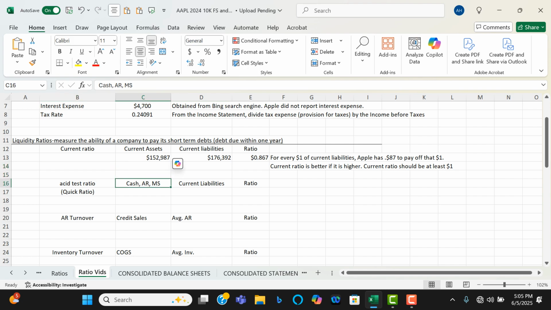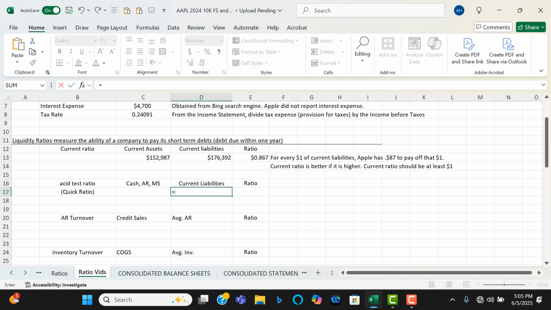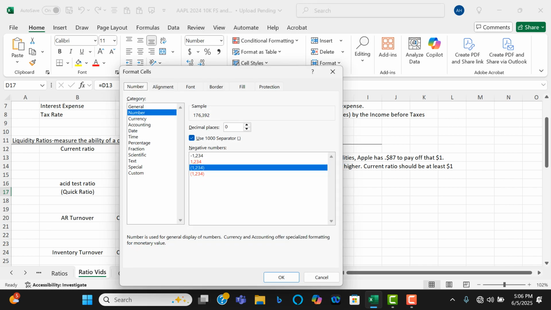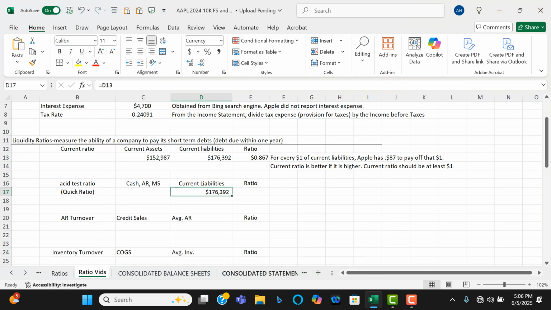Okay, the next ratio is very similar to the current ratio. And this ratio also measures Apple's ability to pay off its short-term liabilities. Okay. And that's why we have the same denominator. You're measuring your ability to pay off liabilities that are due within 1 year, and so we're going to use the same denominator there, 176,392. We're saying, does Apple have enough assets to pay those off?